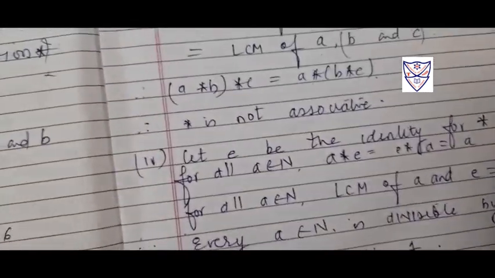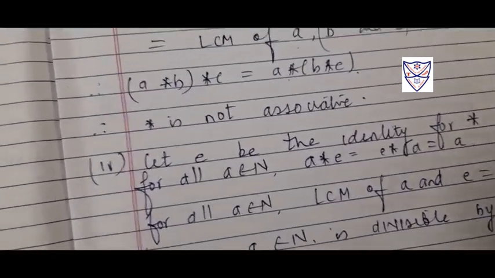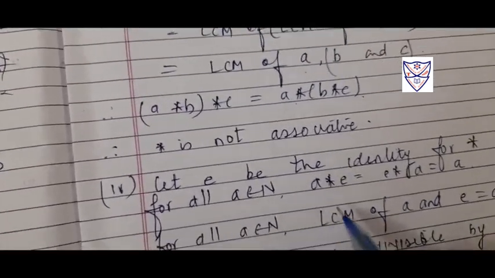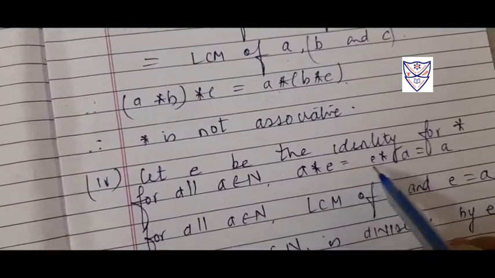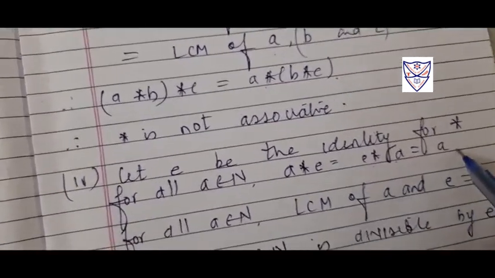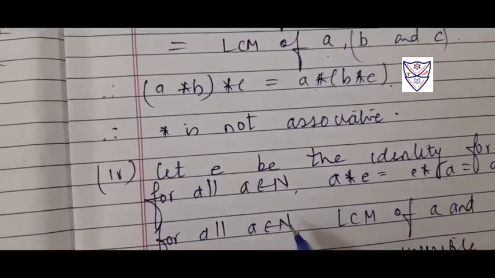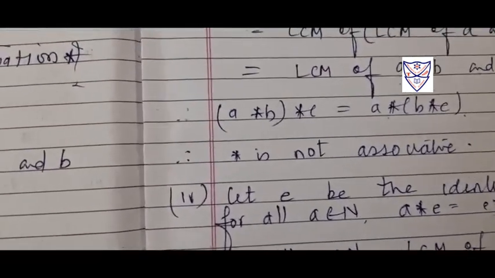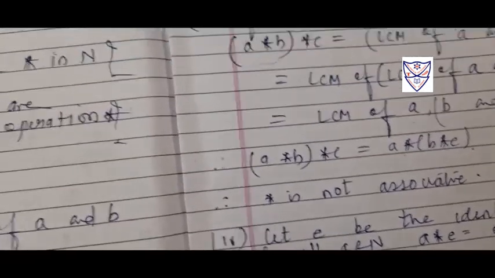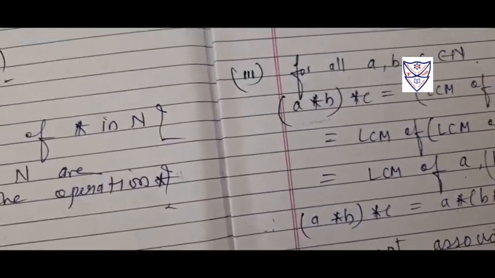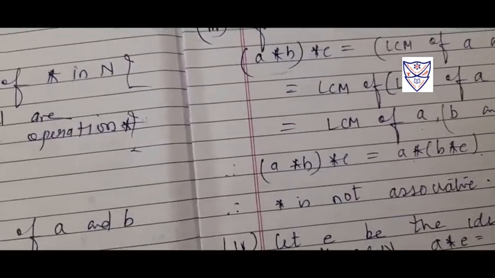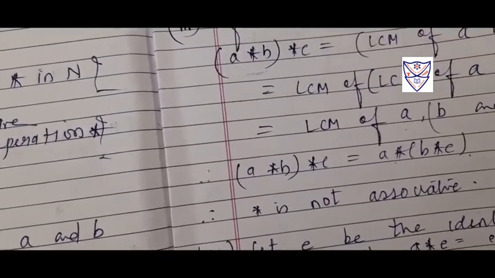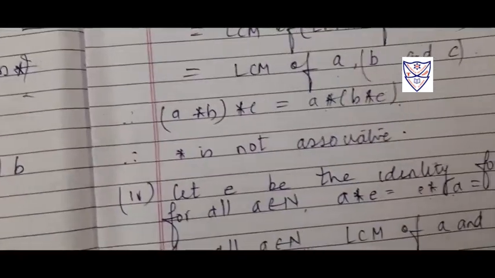Okay. Now comes question number 4. We have to find the identity element in N. So for all a belongs to N, a binary with e is e binary a is a. So LCM of a with e is a. So every a that belongs to N is divisible by e. So 1 is the identity element for binary in N.